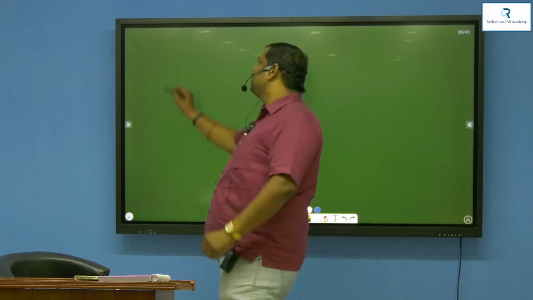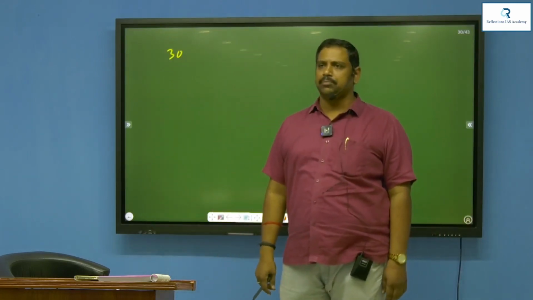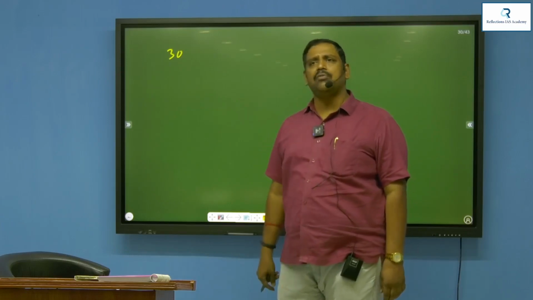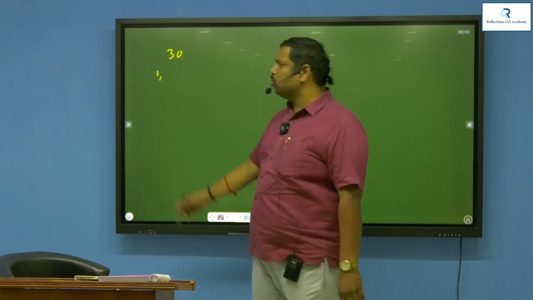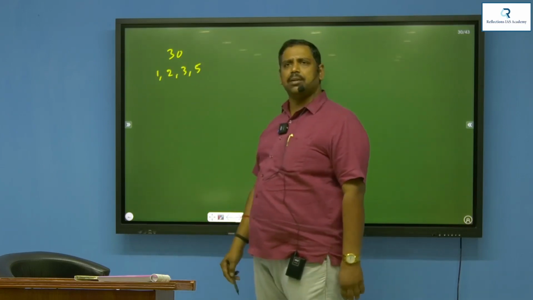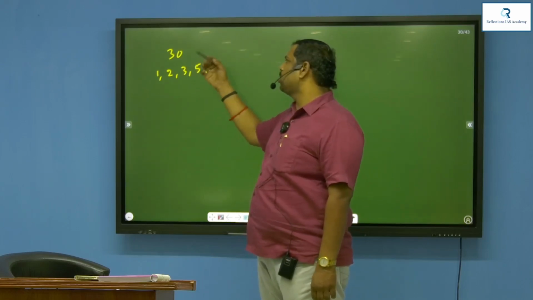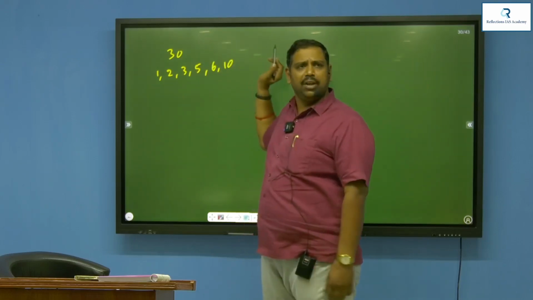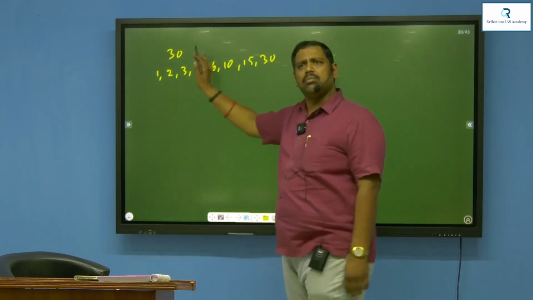Suppose I have given a small number called 30, and I'm asking you what are the factors of 30. You can say that 1 is a factor. Yes or no? 2 is a factor. 3 is a factor. 4 is not. 5 is a factor. 6 is a factor. 7 not, 8 not, 9 not, 10. Like that you can verify. So next 15, next 30. You can do it. Yes or no?